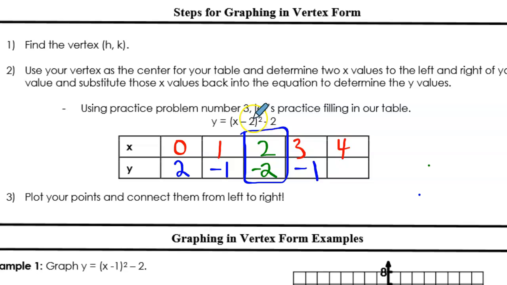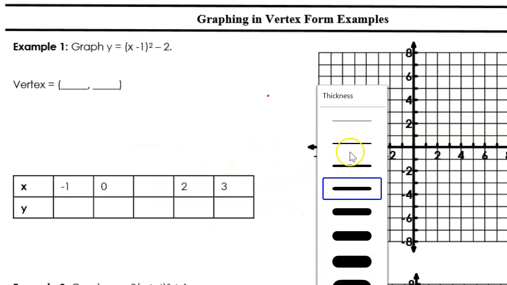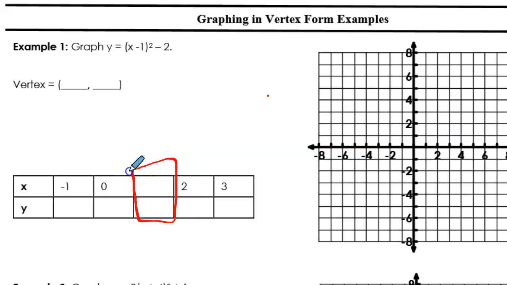4 minus 2 is 2. 2 times 2 is 4. And 4 minus 2 is a positive 2. So now we have our table. Now we would plot our points and connect them from left to right. We're missing the vertex. It's going to go right in the middle.